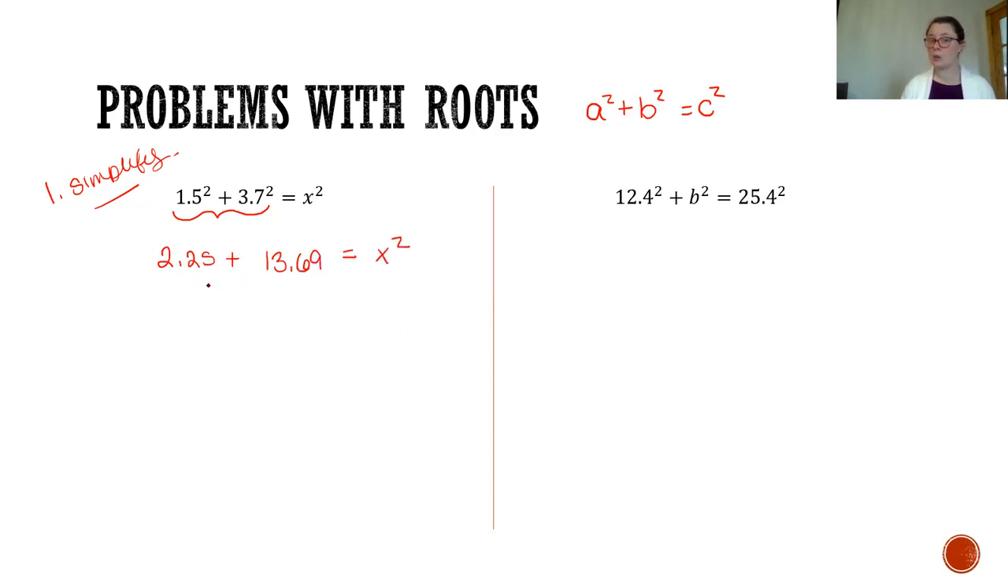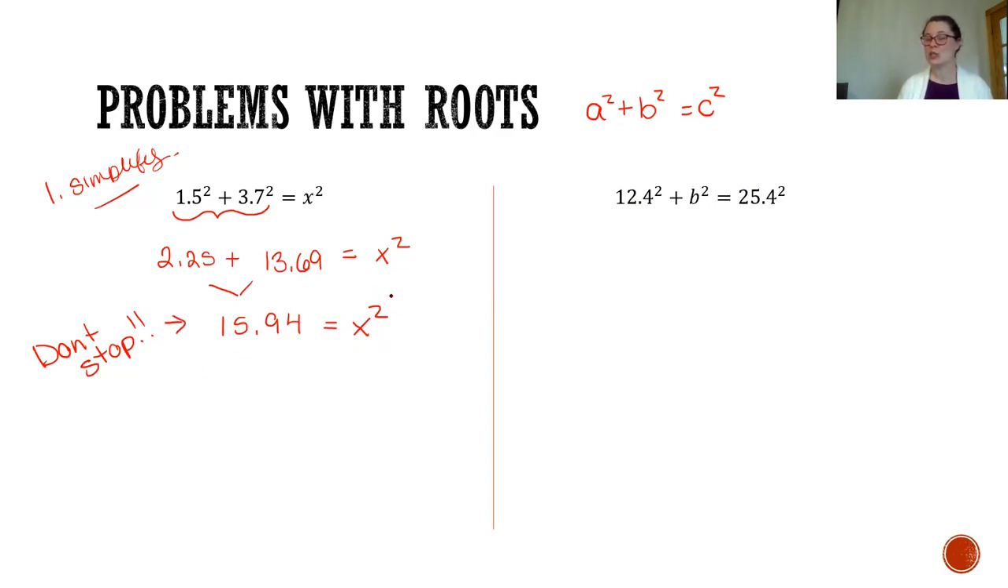Now that we have that, we can combine these two pieces and we get 15.94 is equal to x squared. Now we're at the point where we need to solve for x. Many people will stop here. Don't stop. Okay, we're not done. So don't stop at this point. You need to keep going.